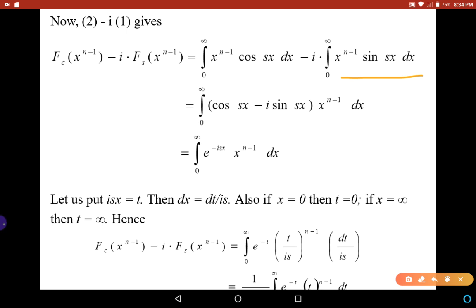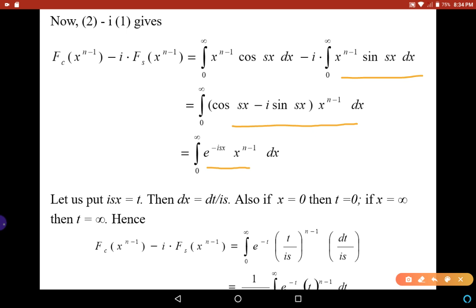Now combining these two integrals as a single integral, this is equal to integral 0 to infinity (cos sx minus i sin sx) into x power n minus 1 dx. We know that cos theta minus i sin theta is e power minus i theta. Therefore, this is e power minus isx into x power n minus 1 dx.